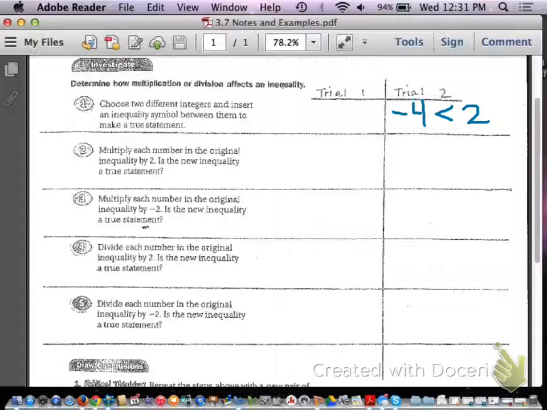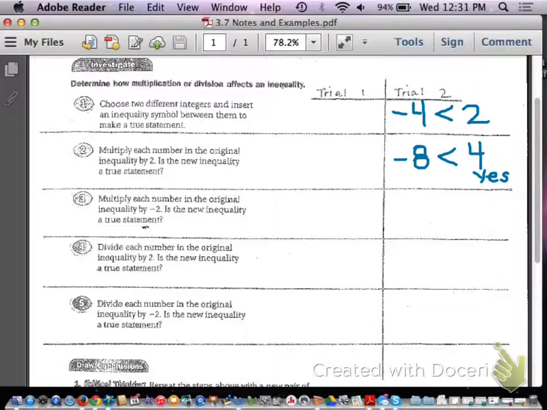For step 2, it says multiply each number in the original inequality by 2. -4 times 2 is -8. If I multiply 2 times 2, I get 4. -8 is, bring down the symbol, less than 4, and so to answer the question, is the new inequality statement true? I say yes.